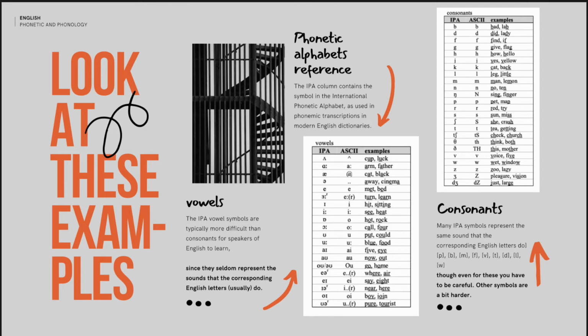Consonants. Many IPA symbols represent the same sound that the corresponding English letters do: P, B, M, F, V, T, D, L, W. But even for this you have to be careful. Other symbols are a bit harder.